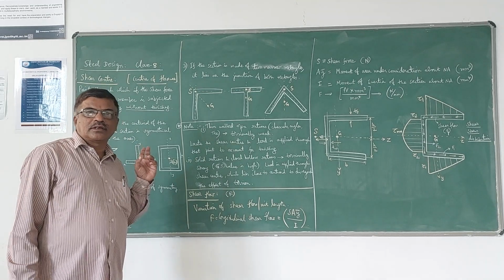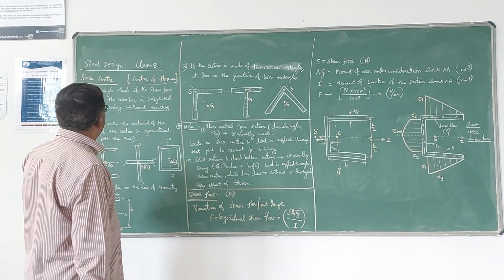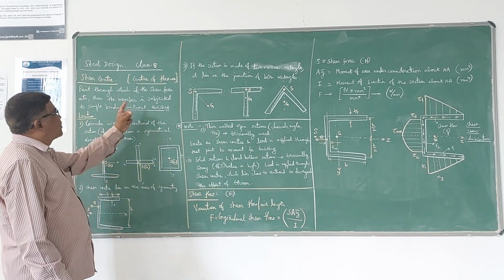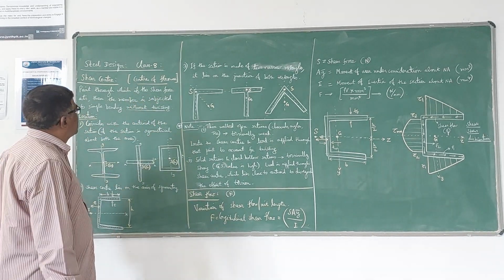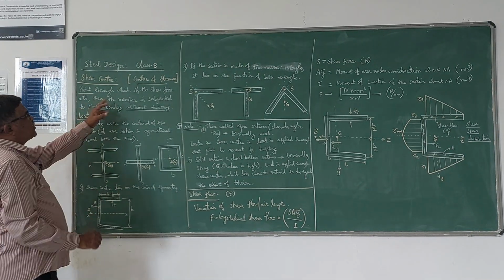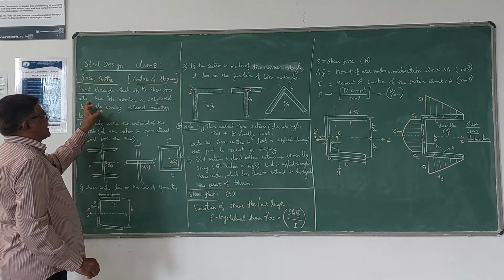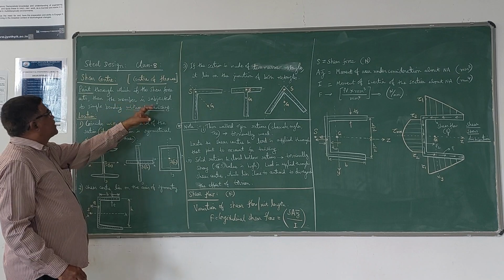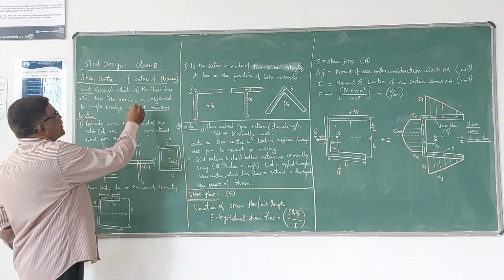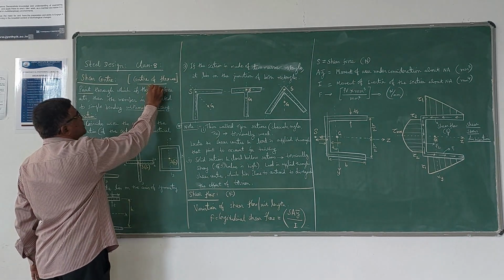In this class, we will discuss an important concept called shear center. It is also called the center of friction. Actually, it is defined as a point through which, if the shear force acts, then the member is subjected to simple bending without twisting. Here, shear force we can call the resultant shear force.